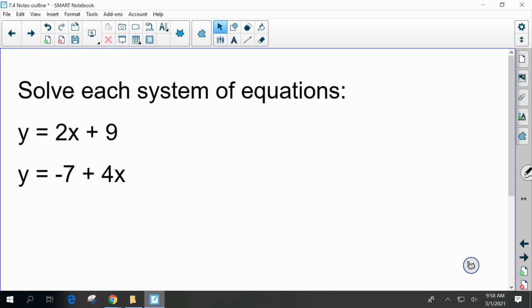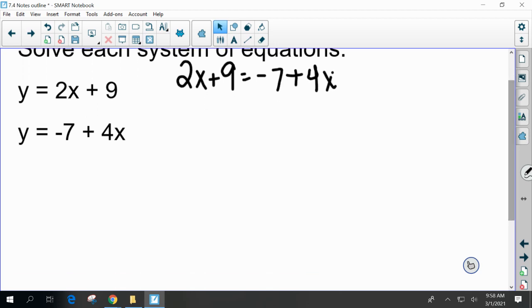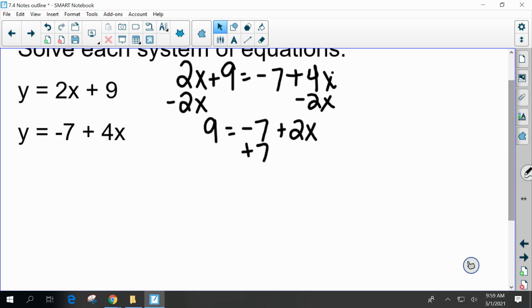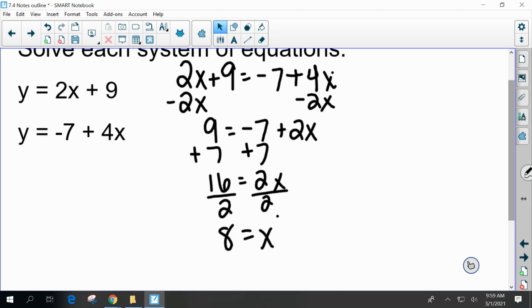All right, so for this problem, I would set 2x plus 9 equal to negative 7 plus 4x. I would start by subtracting 2x. So then I have 9 equals negative 7 plus 2x. My next step would be to add 7 to both sides. So 16 equals 2x. Then divide by 2. So 8 equals x.